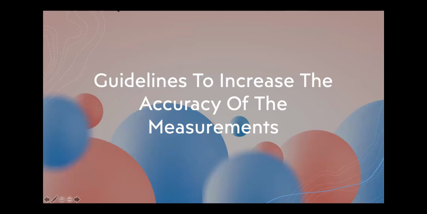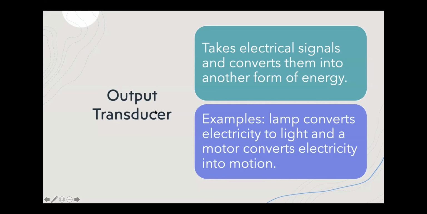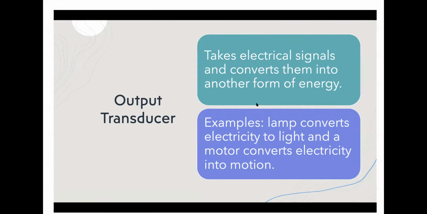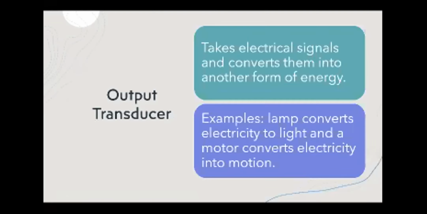Hello, test. Okay. So we are from group 3. We'll present to you about the guidelines to increase the accuracy of the measurement. So next. So for output transducer, output transducer is where it takes electrical signals and converts them into another form of energy.